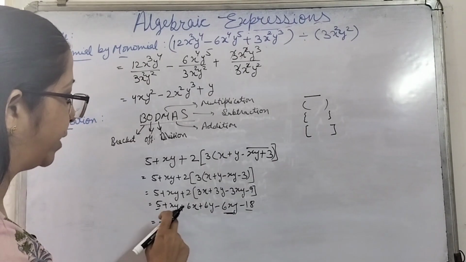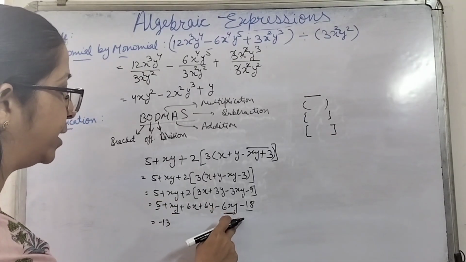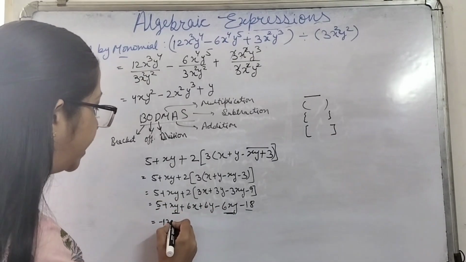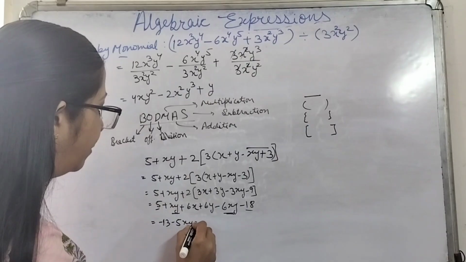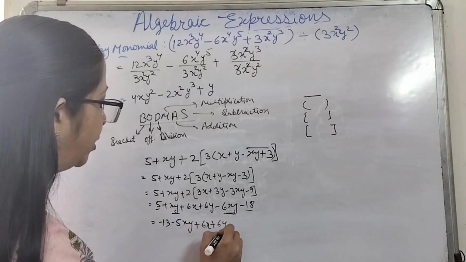xy minus 6y. Here 1xy, here minus 6xy. So 1 minus 6 will be minus 5xy plus 6x plus 6y will be the answer.